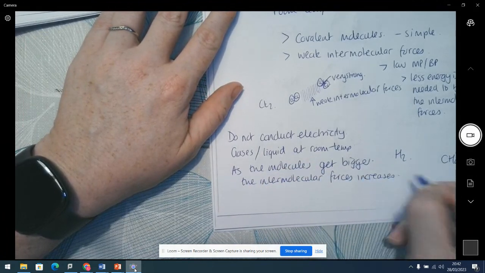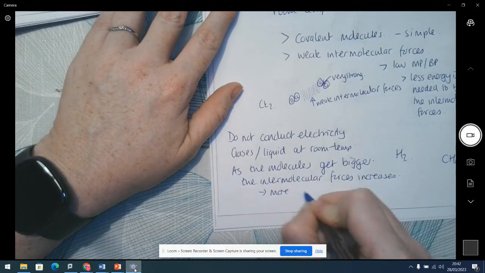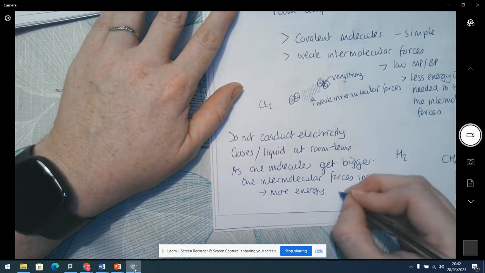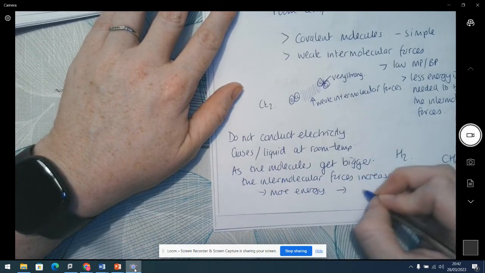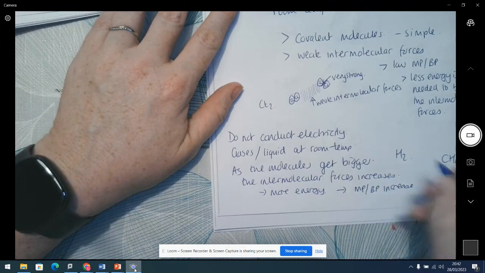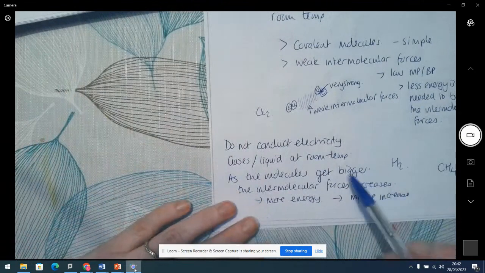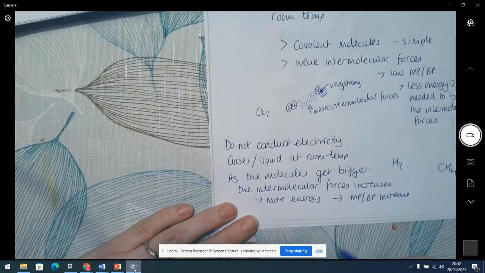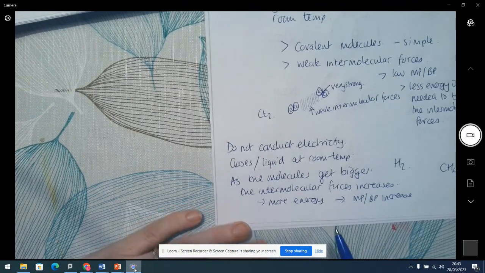Okay, and that means you need more energy, which is why they generally, the boiling point and melting point increases. So as the molecules or atoms get bigger, that means that there's a bigger intermolecular force of attraction. So therefore you need more energy, which is why they've got a high melting and boiling point. Okay, so that's simple covalent molecules.